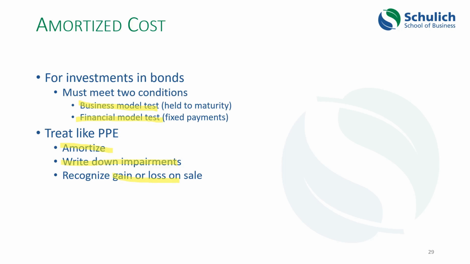The intention is to have a very methodical recognition of the gain or loss over time so that you don't have this distorting effect of fluctuations on your income statement every year. So that's the amortized cost method.